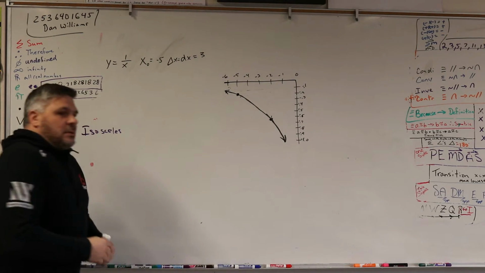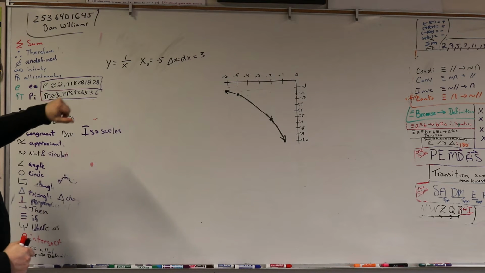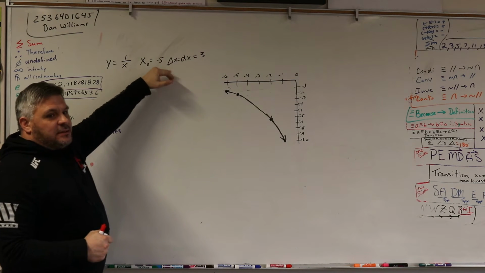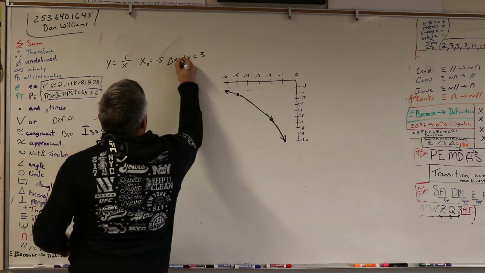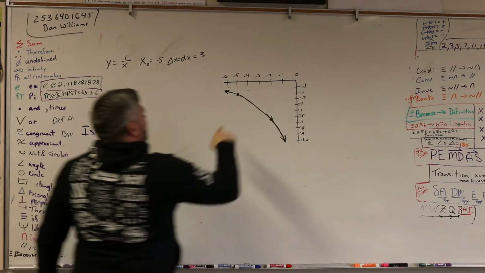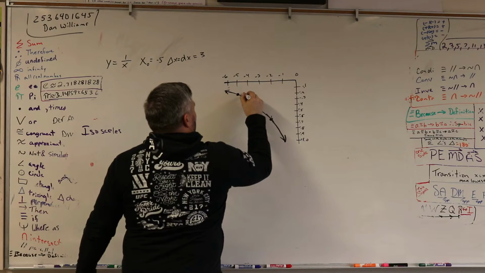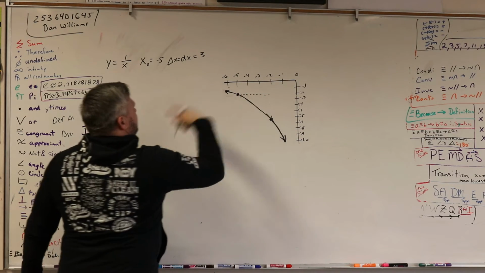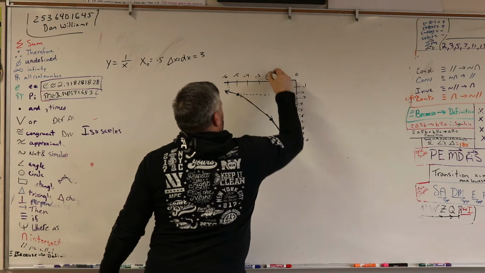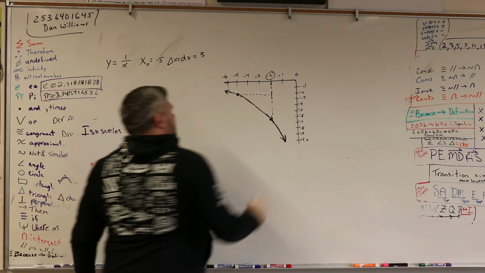We got y equals 1 over x, right? And x naught is -5. And delta x is equal to dx, which is equal to 3, which means the change in x is going to be 3, which means I'm going to come over 3. If I come over 3, that means it's going to end up at -2. So this is where we're looking, that's all, right?